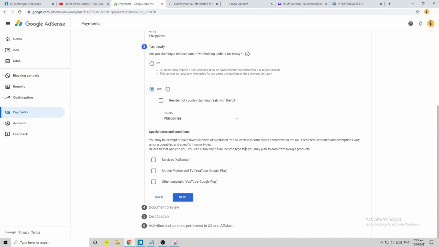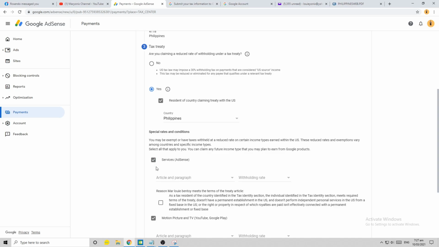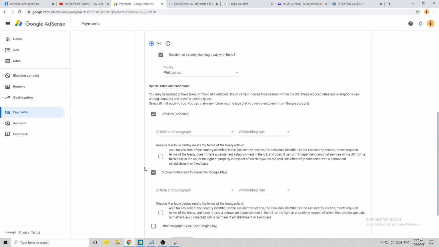Philippines. Special rates and conditions, services, AdSense. What's this? You may be exempted or have taxes withheld at a reduced rate on certain income types earned in the US. These reduced rates and exemptions vary among countries and specific incomes. Select all that apply to you. You can claim any future income type you may plan to earn from Google products, services, AdSense, motion pictures. No.